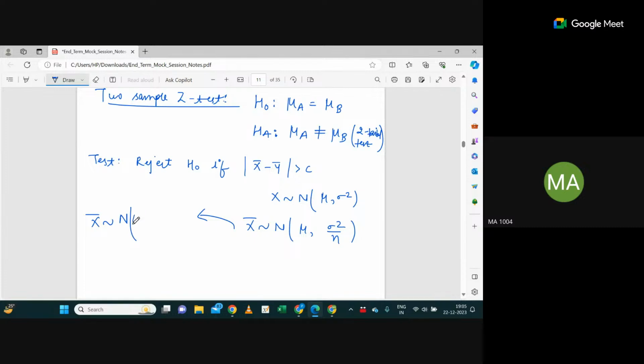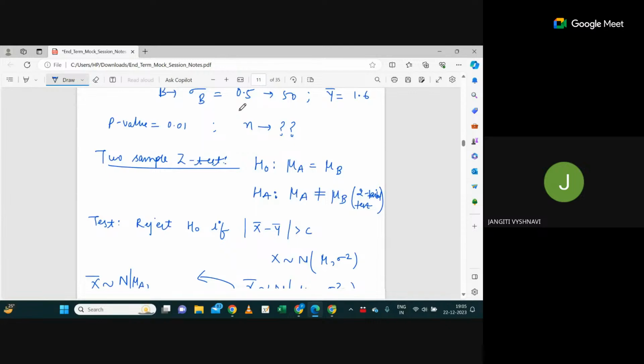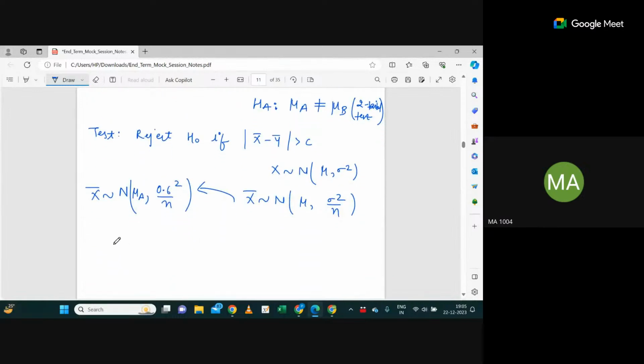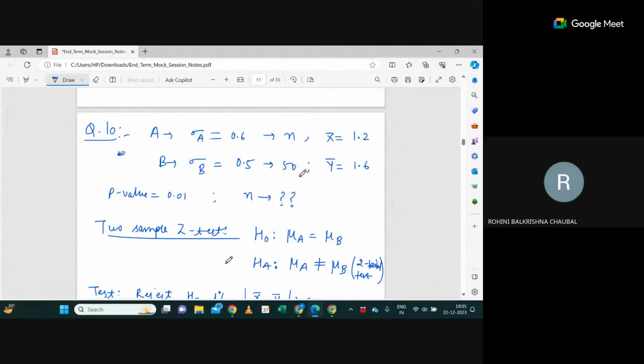What is the mean? Let's say mu A. What is the sigma square? 0.6 square divided by n. Correct? Same case for machine B: what will y bar be? It will be normal with mean mu B and variance 0.5 square divided by 50, correct, because the sample size is given to me in the case of y bar.